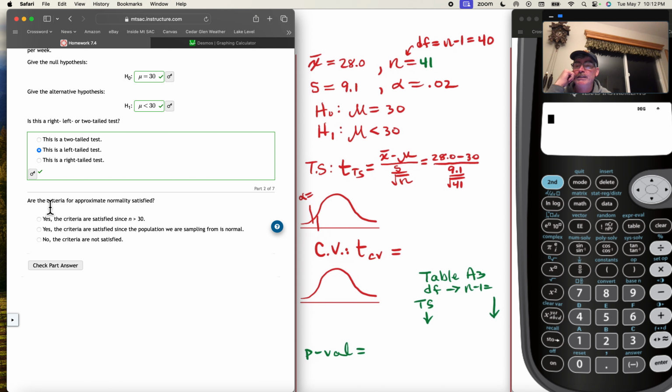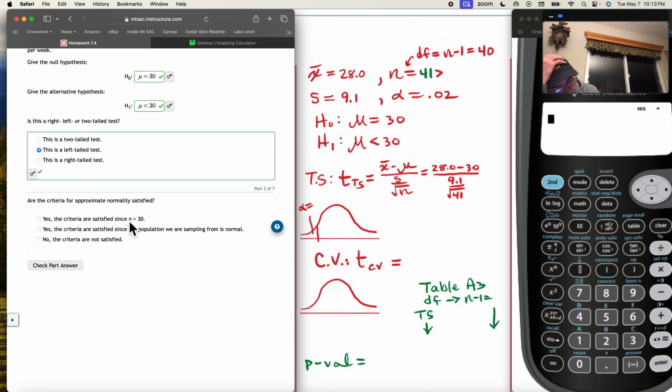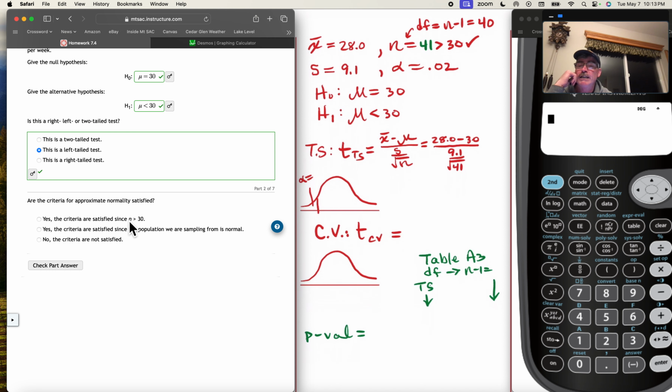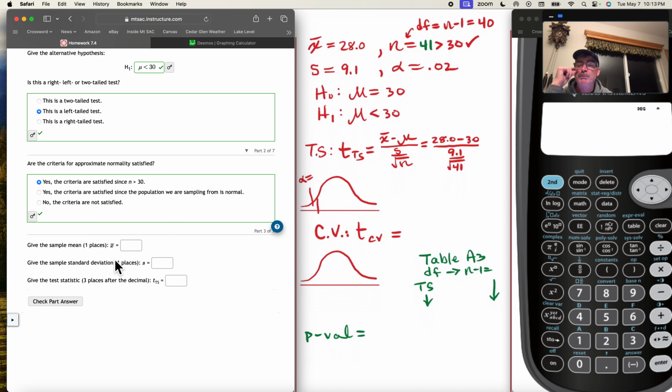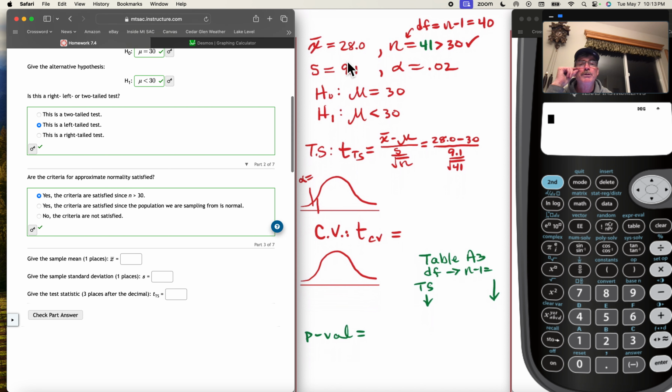Okay, and then criteria, are they satisfied? Well, your N is bigger than 30, so I can write that here. 41 is bigger than 30, so we'll do a check. Could be normal, but we didn't get that. We just got greater than 30. Okay, and then give the sample mean. Well, the sample mean, we just have to do 28.0.